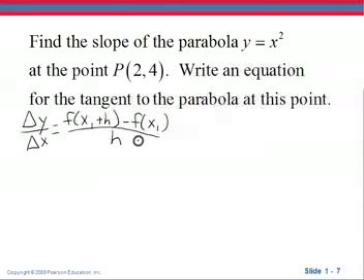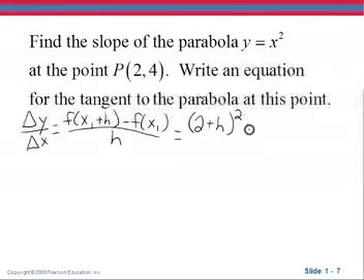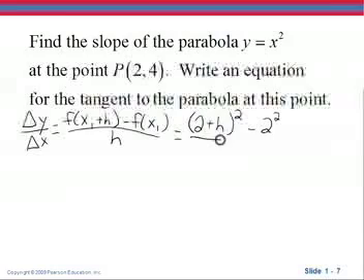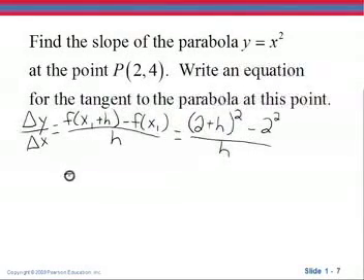Now, in this case, our x1 is going to be 2, because we're going to look at the x from the point. So we're actually going to be doing f of 2 plus h minus f of 2 divided by h. Well, if we do f of 2 plus h, then we're going to take 2 plus h and plug it into the formula x squared. So that will be 2 plus h squared minus f of 2, which will just be 2 squared, and we're going to divide that by h.